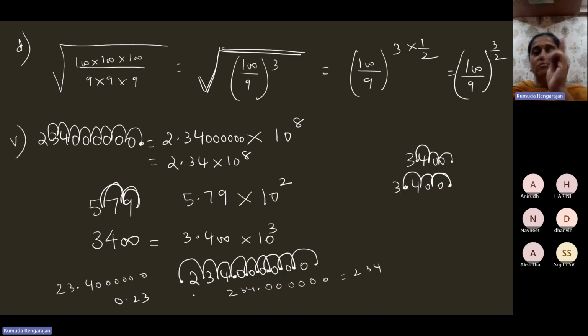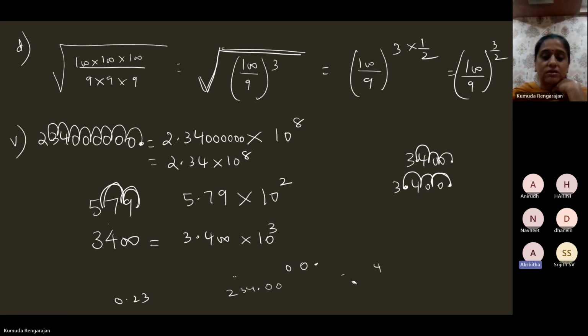It should not be less than 1. It can be 1, more than 1, but less than 10. So you should not shift here. If you shift here, then it becomes 0.234 and zeros. 0.234 is less than 1. We want a number which is 1 or more than 1, but less than 10. So you have to stop here, which is 2.34.